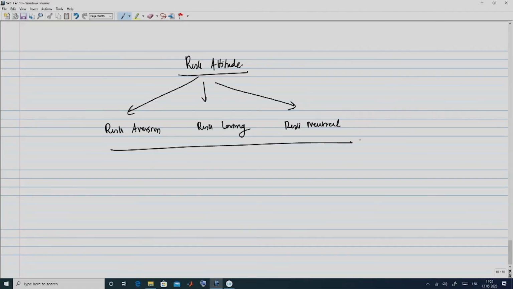Why these utility functions qualify as risk averse, risk neutral and risk loving respectively is something that we will look at when we discuss the next topic of risk attitude, namely the characteristics of utility functions for investors who are risk averse, who are risk loving and who are risk neutral respectively. So, this brings us to the end of this lecture. Thank you for watching.